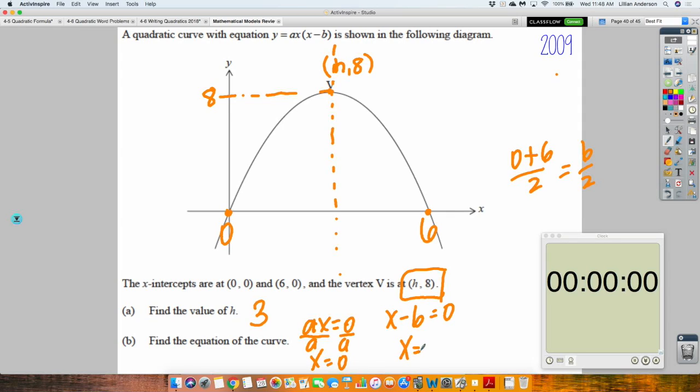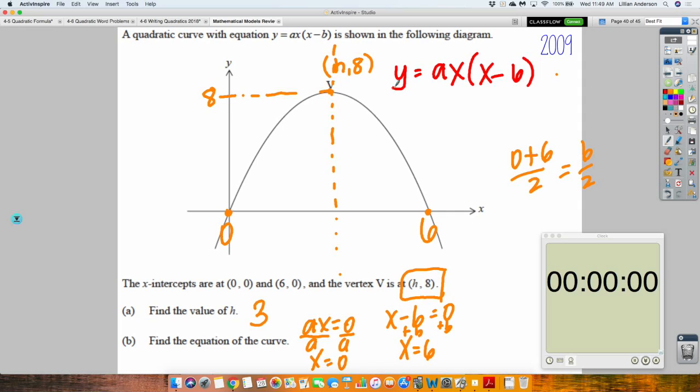If I set both of these factors equal to 0, I'm supposed to get my x-intercepts, right? What are my x-intercepts? 0 and 6. Well, clearly if I divide by a on both sides, x is going to equal 0. So that's where ax takes care of that x-intercept. But over here, b is going to have to be what value? 6. Because when I add it over, it has to equal 6. So b is 6.